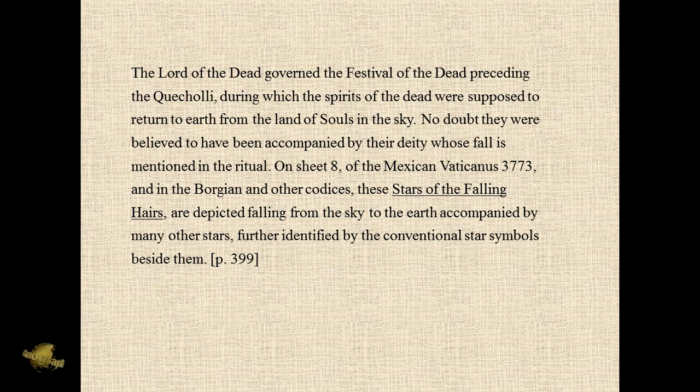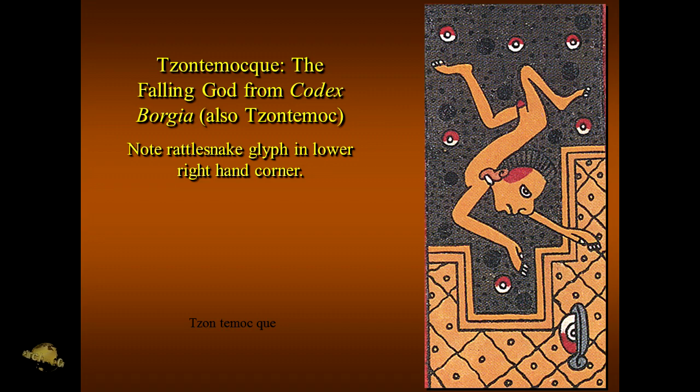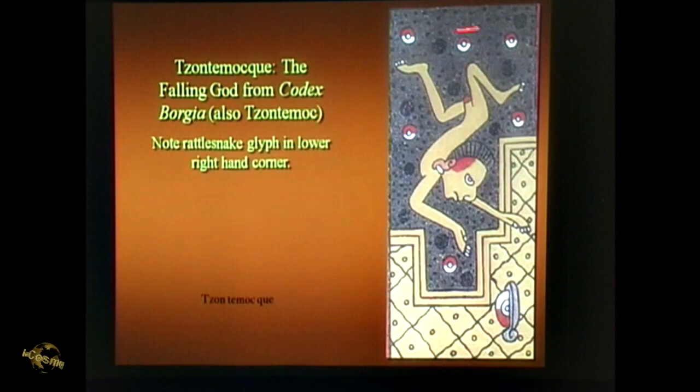The Lord of the Dead governed the festival of the dead preceding the Quecholli, during which the spirits of the dead were supposed to return to earth from the land of the soul of souls in the sky. No doubt, they were believed to have been accompanied by their deity, whose fall is mentioned in the ritual. On sheet 8 of the Mexican Vaticanus 3773, in the Borgen and other codices, these stars of the falling hairs are depicted falling from the sky to earth, accompanied by many other stars, further identified by the conventional star symbols beside them. So now, when we look back at this here, these are the star symbols he's referring to.